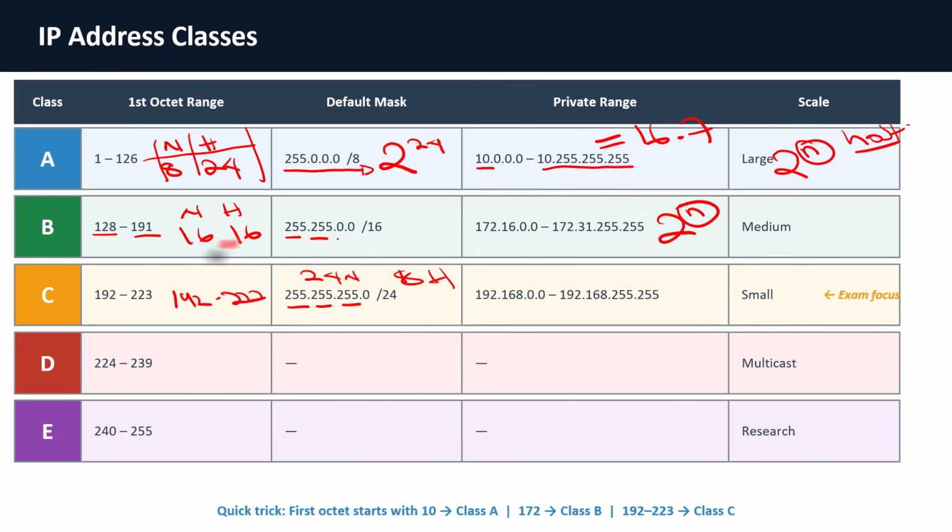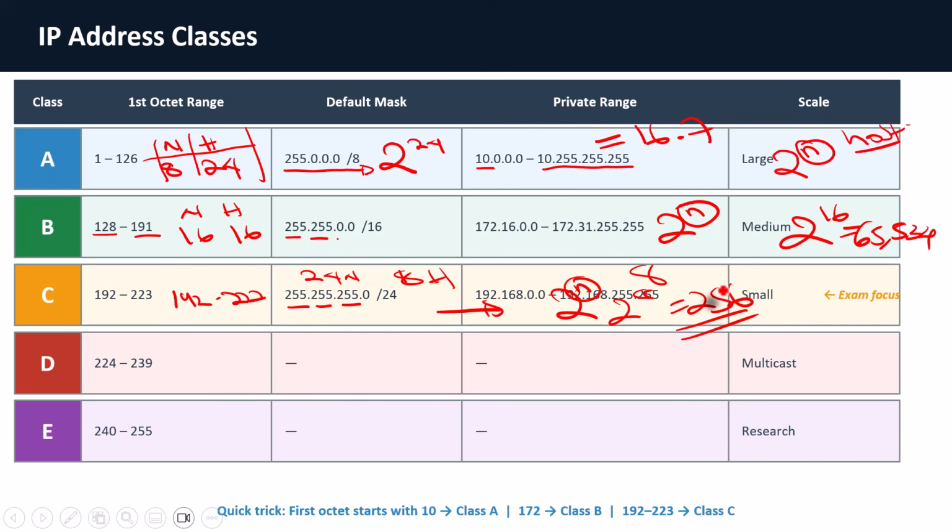Then for class B we use the same thing, 2 to the power n. How many host bits do we have here? 16, so we have 2 to the power 16, and for a class B network we get a total of 65,534. When you come to class C, we use the same formula, 2 to the power n. How many host bits do we have? 8. So 2 to the power 8, and we get a total of 256 addresses on this network. So that is a very important aspect for you.